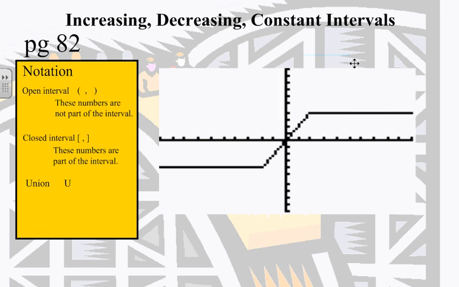All right, here we go. We're going to talk about increasing and decreasing constant intervals. I always compare increasing and decreasing constant intervals to roller coasters, because you constantly go up and down, and that's the way I look at graphs.